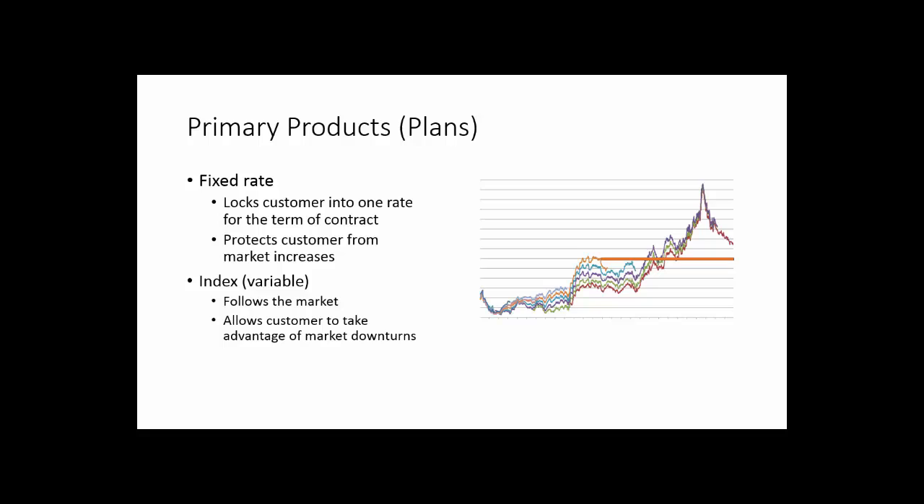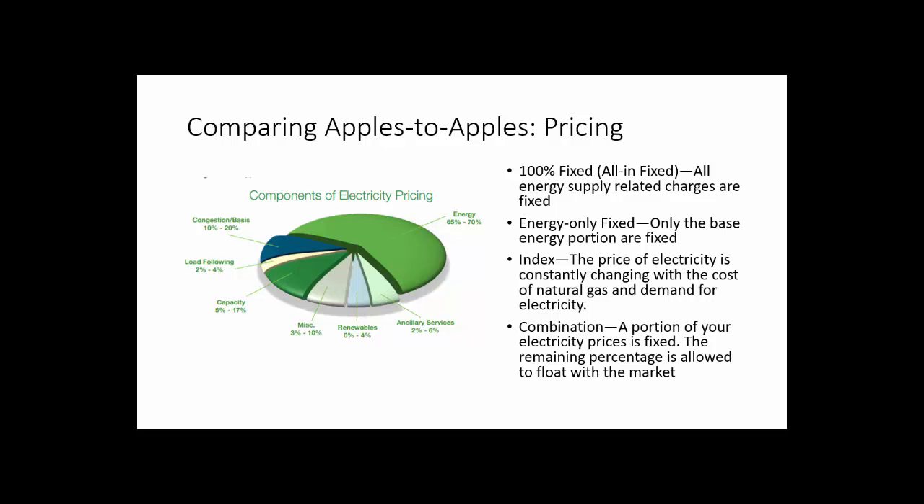There are 2 main pricing methods for customers: fixed rates and index rates. Fixed rates lock the customer at a single rate for the term length of the contract. This plan protects customers from drastic changes in the market. Index rates, on the other hand, follow the market from month to month. An index rate can allow the customer to take advantage of a market in which price is decreasing. Aside from the basic fixed and variable rates, combinations of the 2 are also possible.